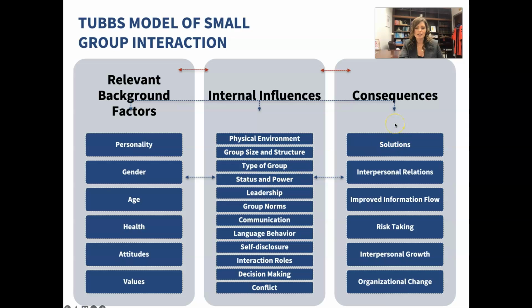And then finally, these consequences. Interpersonal relations. Is the group willing to take risks? Are they willing to grow? Is the organization changing? And so basically what this very busy looking chart is telling us is that all of these things work together and create this sort of feedback loop. In a group you've got these background factors, these internal influences, and then the consequences of those interactions and how a group manages to function.